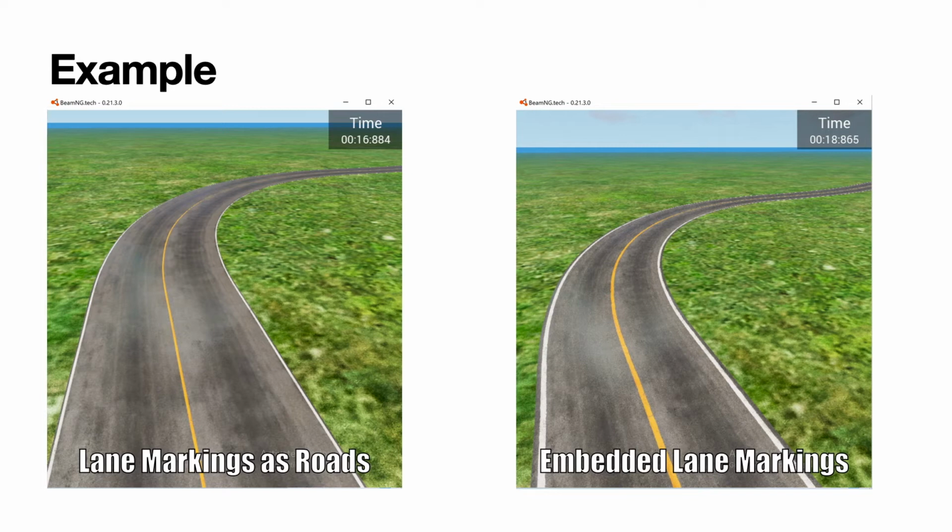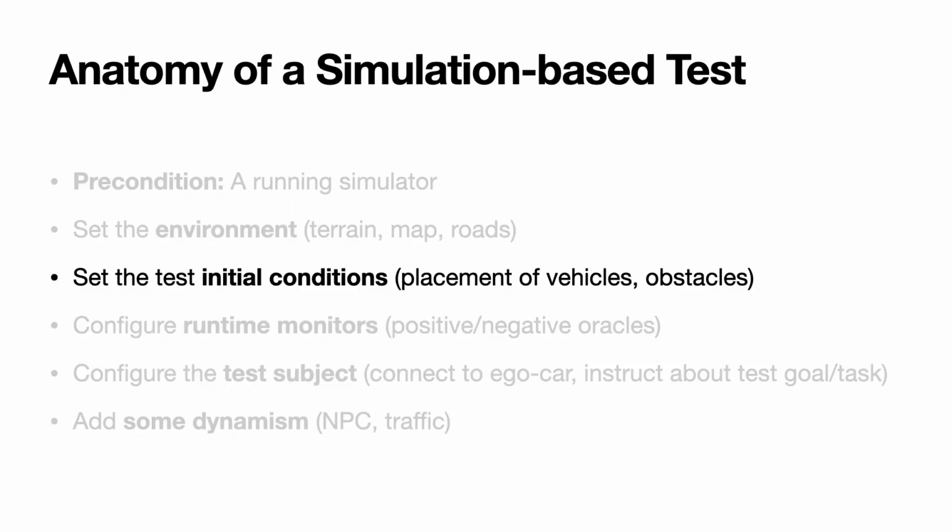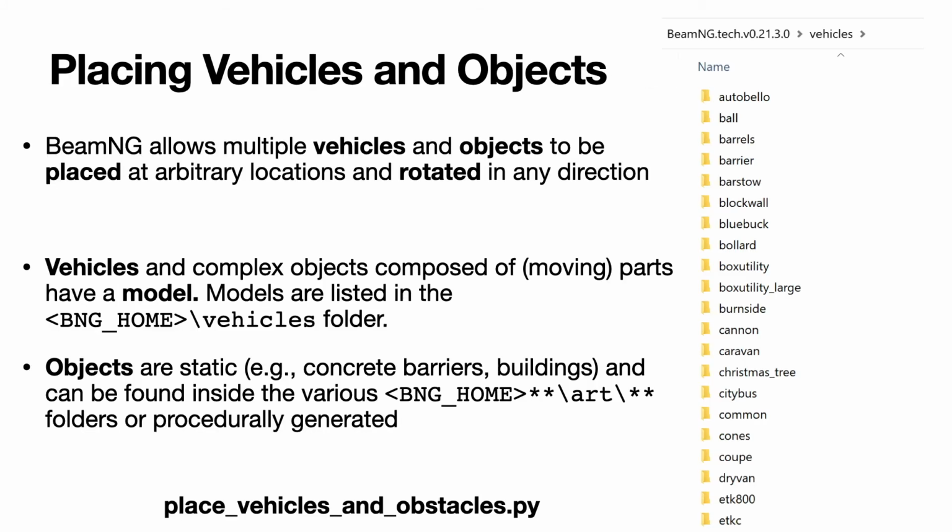Now, this is how you can set up the environment, the roads, and lane markings. Let's move on and see how we can set the initial conditions of our test. This is mainly about placing vehicles and objects or obstacles.